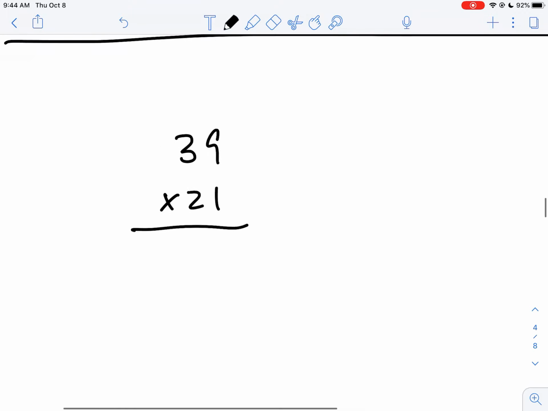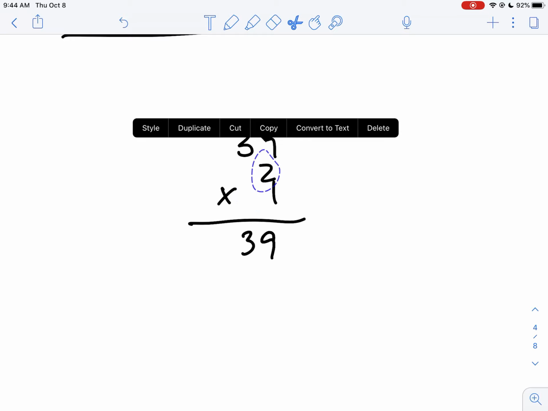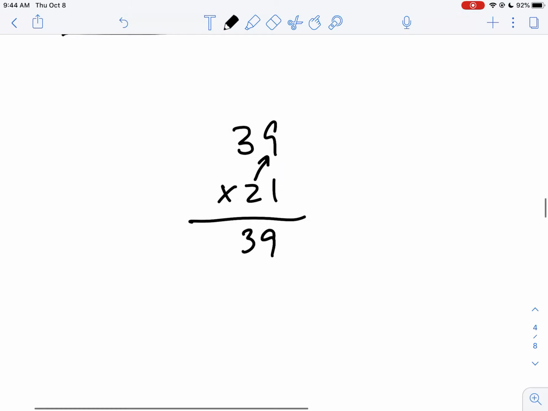And then finally the algorithm. I'm going to talk my way through the algorithm. The algorithm is a summary of just a bunch of decomposition. I'm really breaking 21 into 20 and 1, and I'm going to multiply 1 by 39 first. So one copy of 39 is 39. And then I'm effectively going to decompose 39 into 30 and 9. And this 2 right here is 20. So I'm going to do 20 times 9. 20 nines is 180.